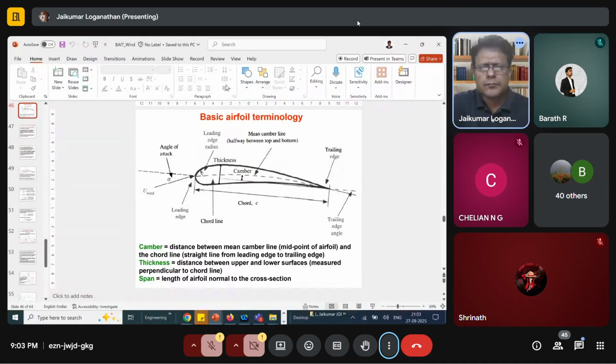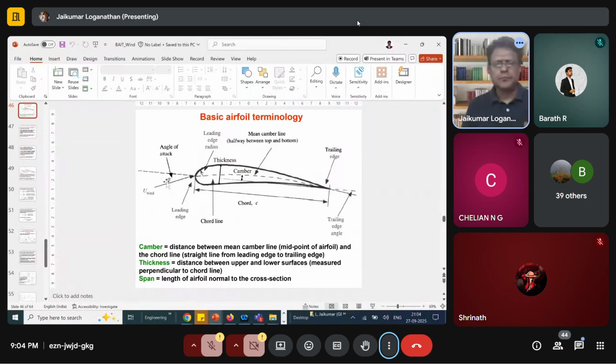So a few basic airfoil terminology, just to recap, right? Chord is a line which connects your leading edge to the trailing edge. A chord is a very important parameter, so sometimes we use the chord length for computing the Reynolds number, etc. And angle of attack is the angle with which the wind is hitting the chord line. That is the angle of attack.